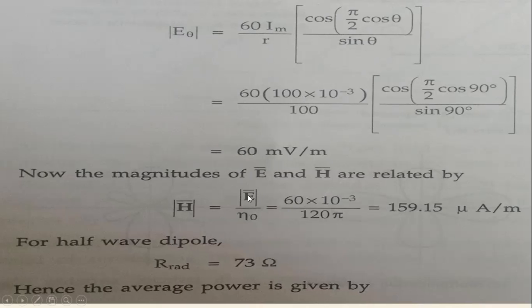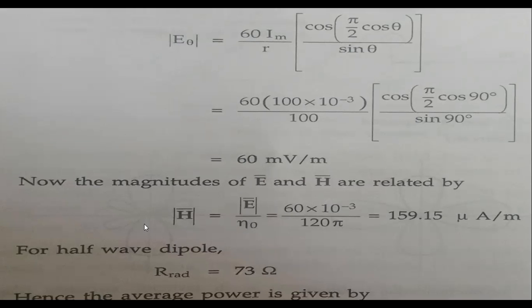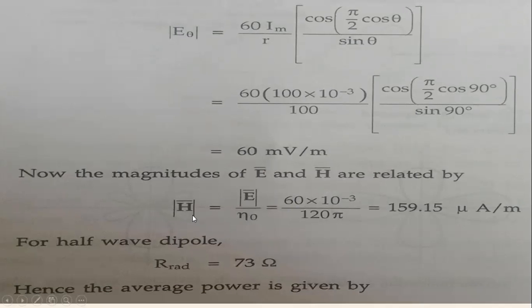Now for finding H, that is the magnetic field intensity. So mod of H: one more step, eta is equal to E by H. So here H is equal to E by eta. Here E is 60 into 10 to the power minus 3 divided by 125. Substituting the values, we get 159.15 microampere per meter. Ampere per meter is the unit of the magnetic field, and volt per meter is the unit of electric field.